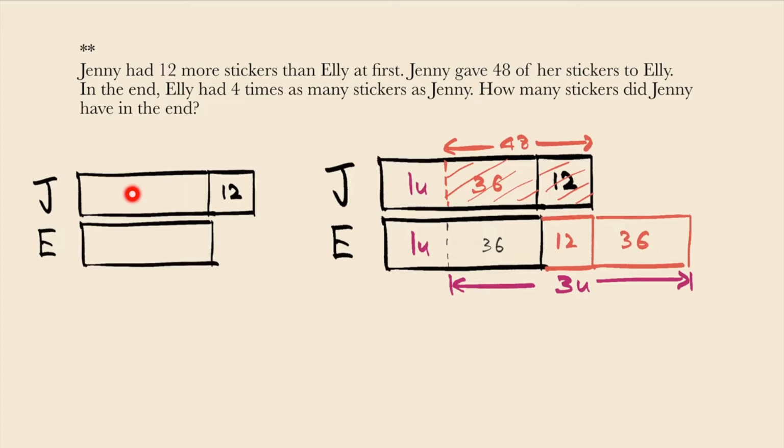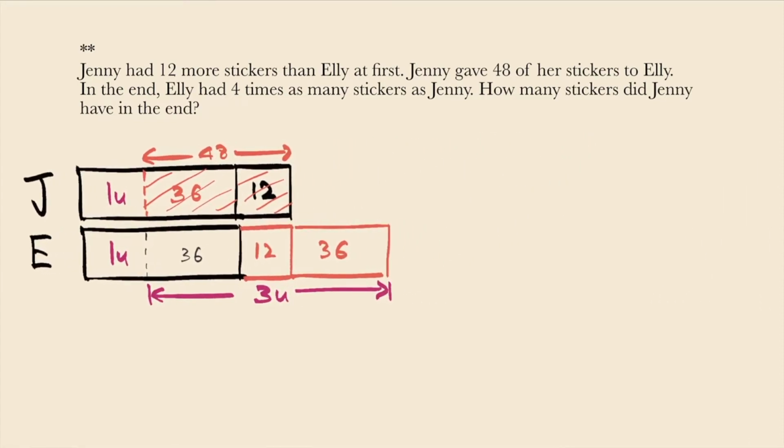How much more? If you take 48 minus 12, that's 36. So think of this 12 disappearing and coming down here. And 36 will be added. So this part is gone. Now Ellie had 4 times of Jenny. Well, what that means is Jenny 1 unit after, okay, 1 unit here. This portion is therefore 3 units.